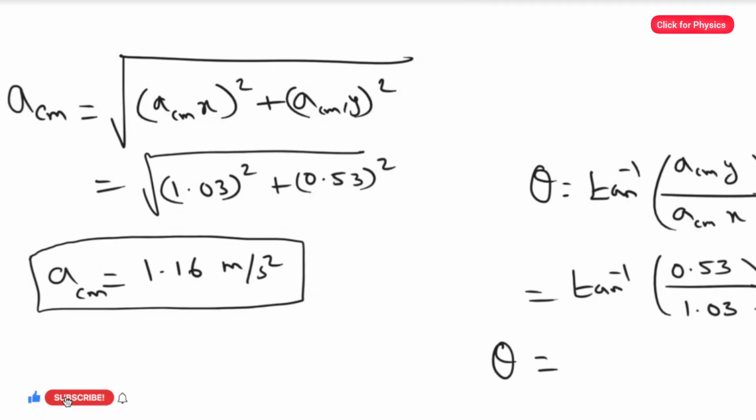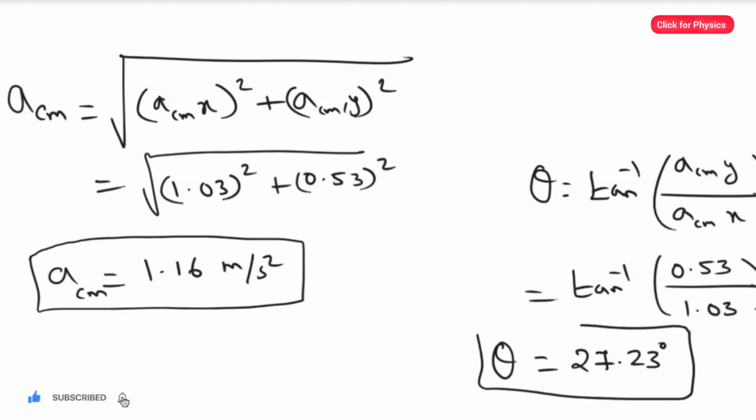Let's see what will be the answer. So theta is equal to tan inverse of 0.53 divided by 1.03. I got the answer here as 27.23 degree. So this is the answer for the second question, which is nothing but the direction.